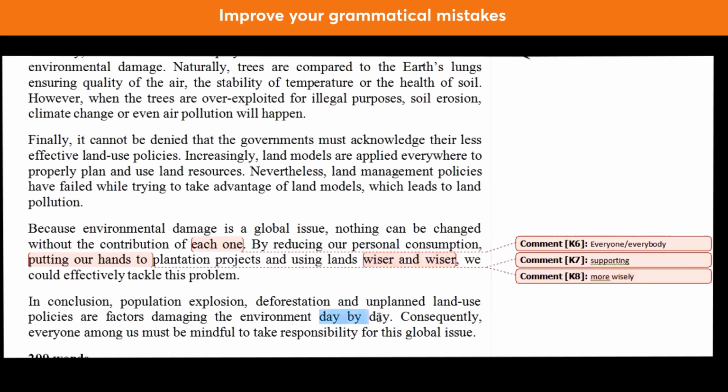And here, another common mistake we see a lot of students making, day by day. We don't really use that. What can we use instead?